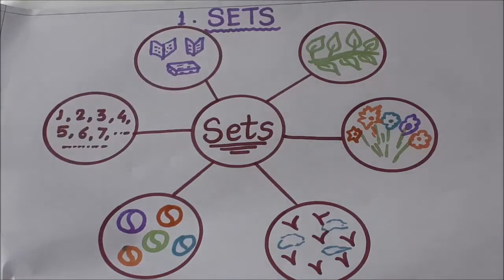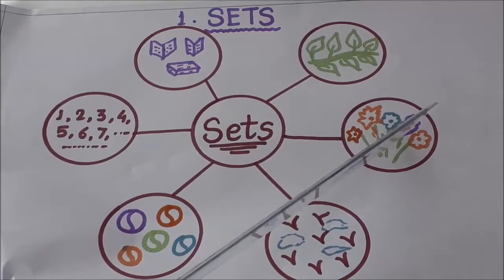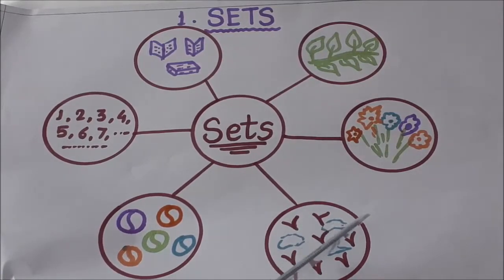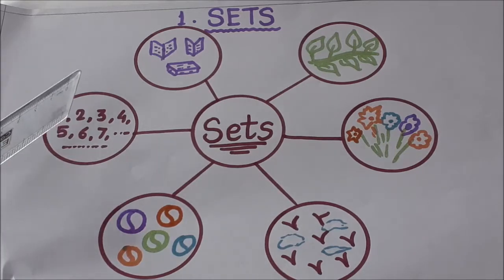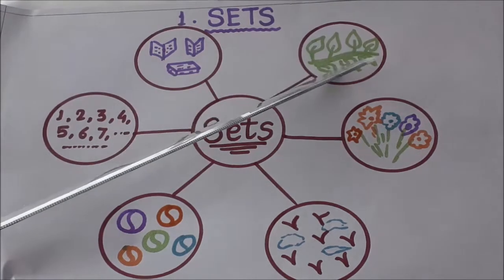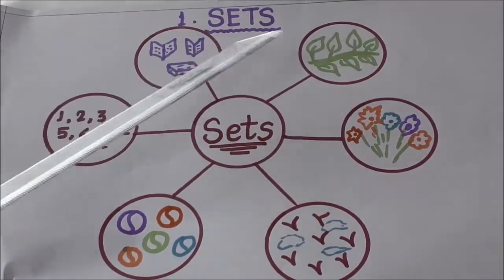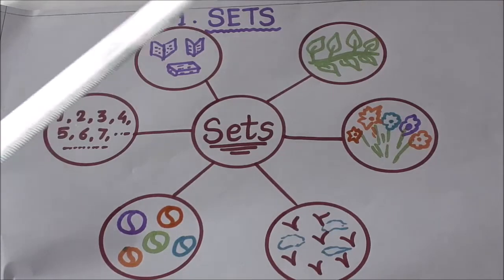Lesson number 1, sets. Here observe the picture given in front of you. The first picture shows a collection of leaves, the second a collection of flowers. Here you can see some group of birds, a group of balls, and here a group of numbers. So all these are examples of sets. Here we can easily define sets with the help of this picture. A set is a collection of objects. Here objects are leaves, here objects are flowers, birds, balls, numbers, and here books. So all these are collections of different objects.